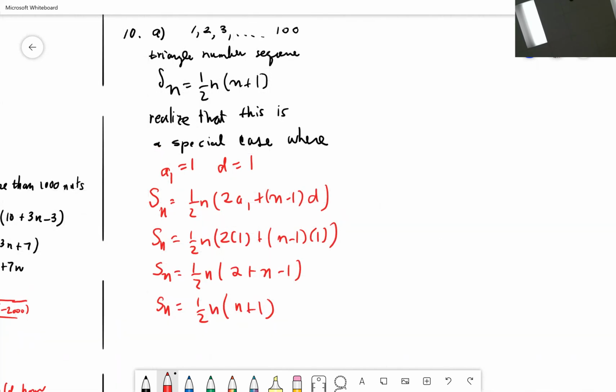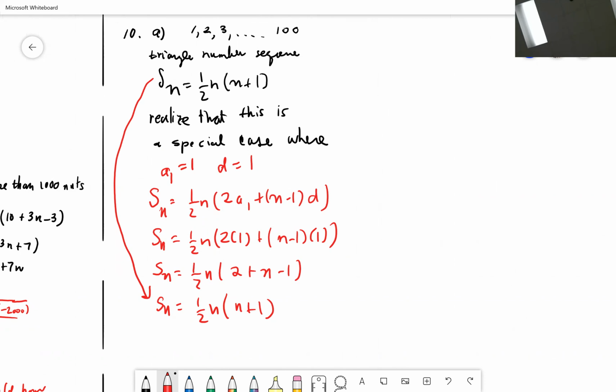You see that this formula here is just a special case where a sub 1 equals 1 and the common difference is 1. It's just an arithmetic progression. So the series comes out the same. You get the same formula. So the formula we came up with for the triangle number sequence series is just a special case of an arithmetic progression where a sub 1 equals 1 and the common difference is 1.